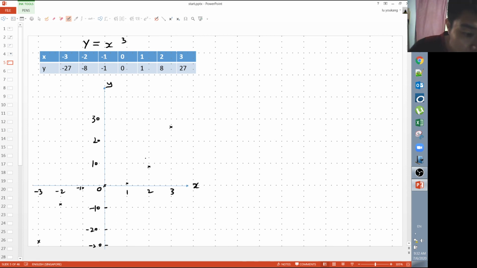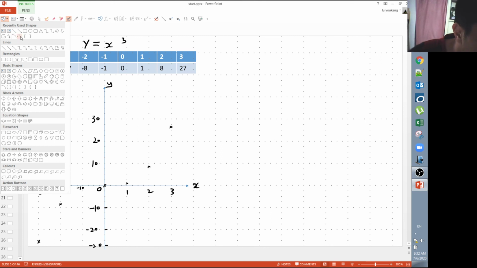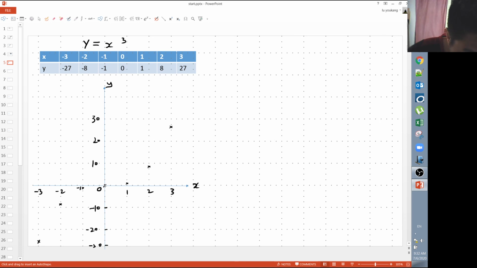Alright, so what you need to do is link up the points. So let me link up my points for this right hand side of the x-axis. Let me see if I have a better approach to link up the points. Let me try with this first. So link it up, link it up, link it up. I should stop here. Alright, so move up a bit.